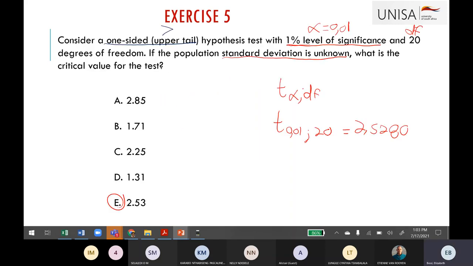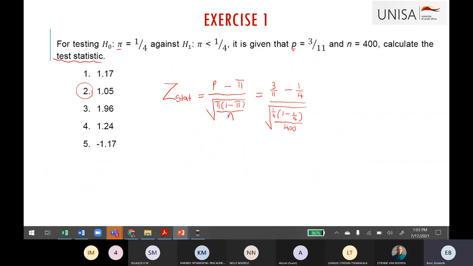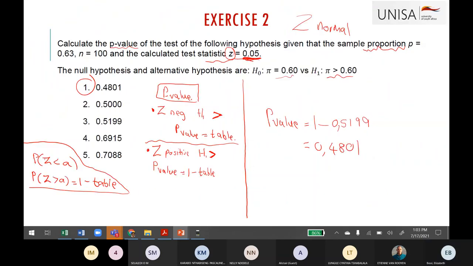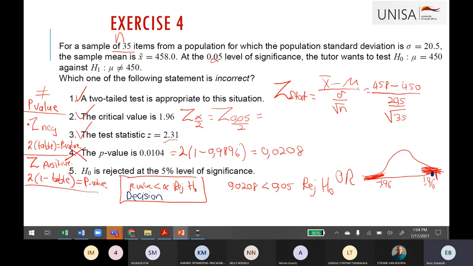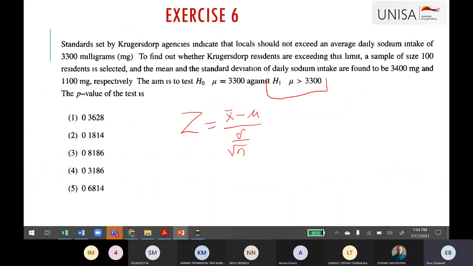Let me remind you just quickly, going back. If the z-value is negative, the value you find on the table will be your p-value. If your z-value is positive, then you say 1 minus the value you find on the table. You must write this somewhere, this for the p-value, including also this for the two-sided, so that you always, always remember that. Okay.